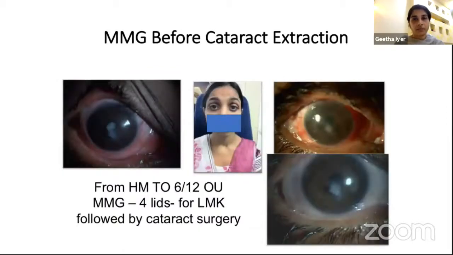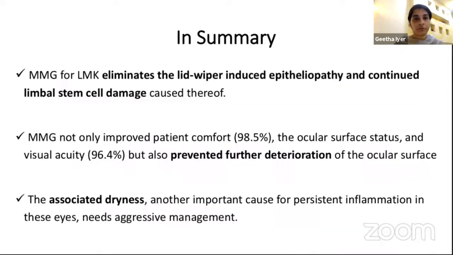If you have to take up these patients for elective procedures, it's again important to stabilize the ocular surface before these surgeries, especially if you're performing a cataract extraction. And it's advised that you do a mucous membrane grafting and stabilize the ocular surface in order to reduce the risk of complications in the post-operative period.